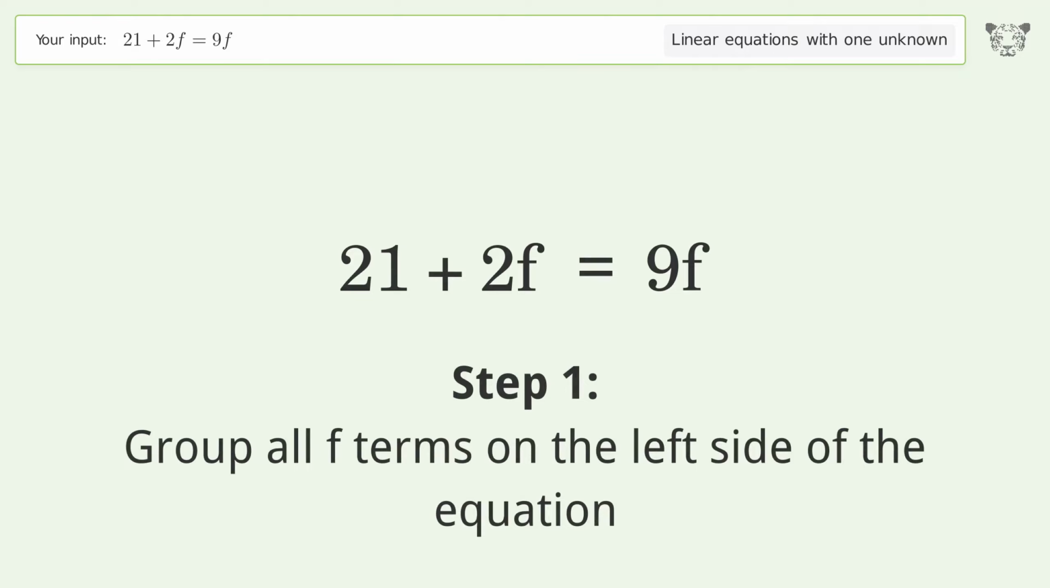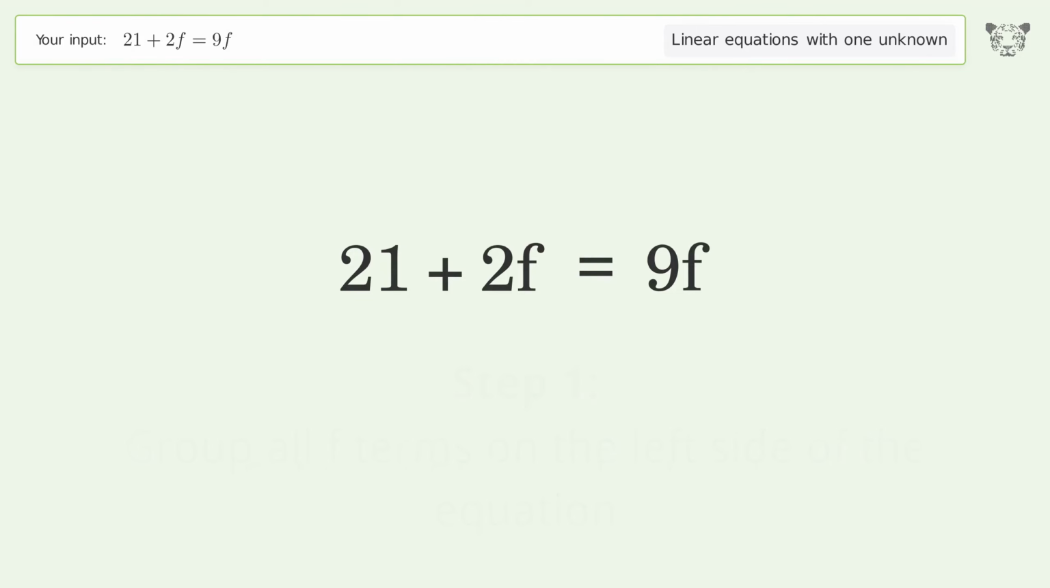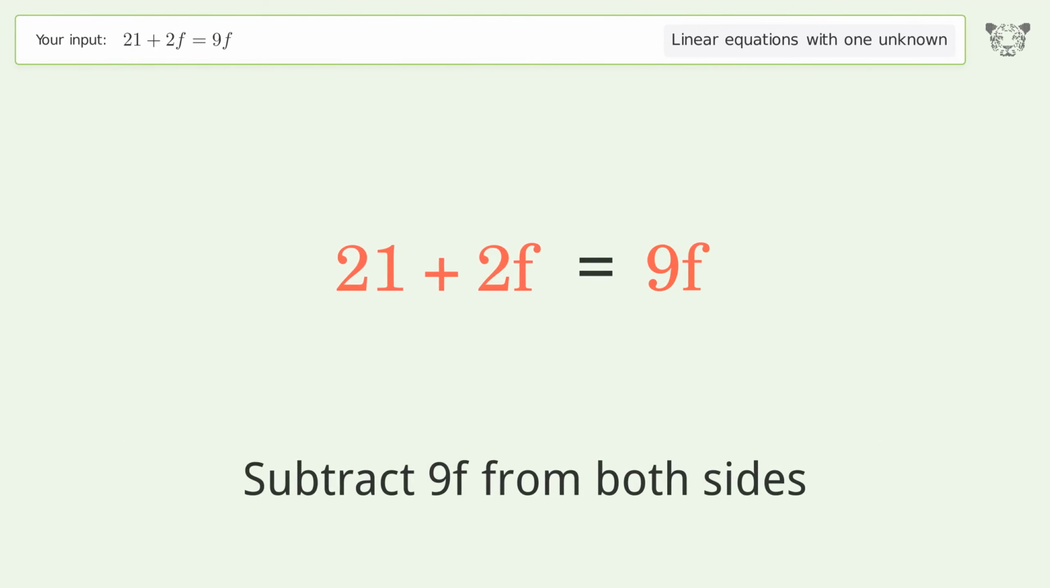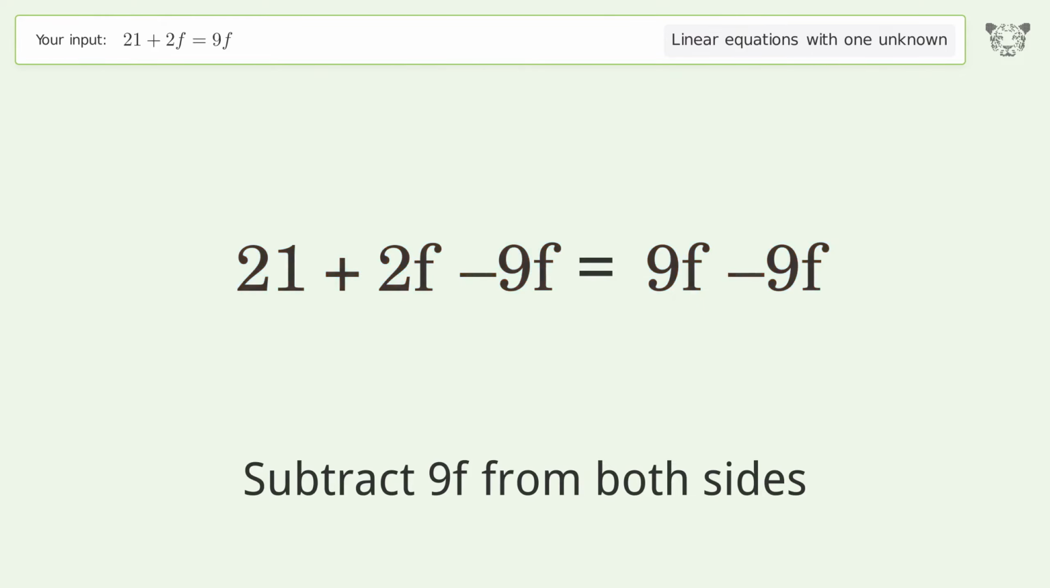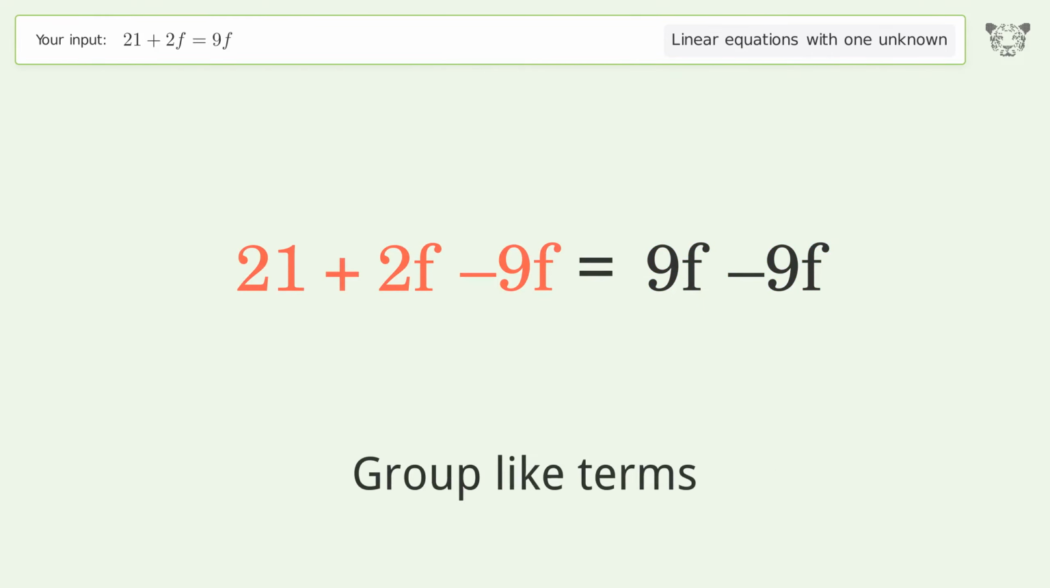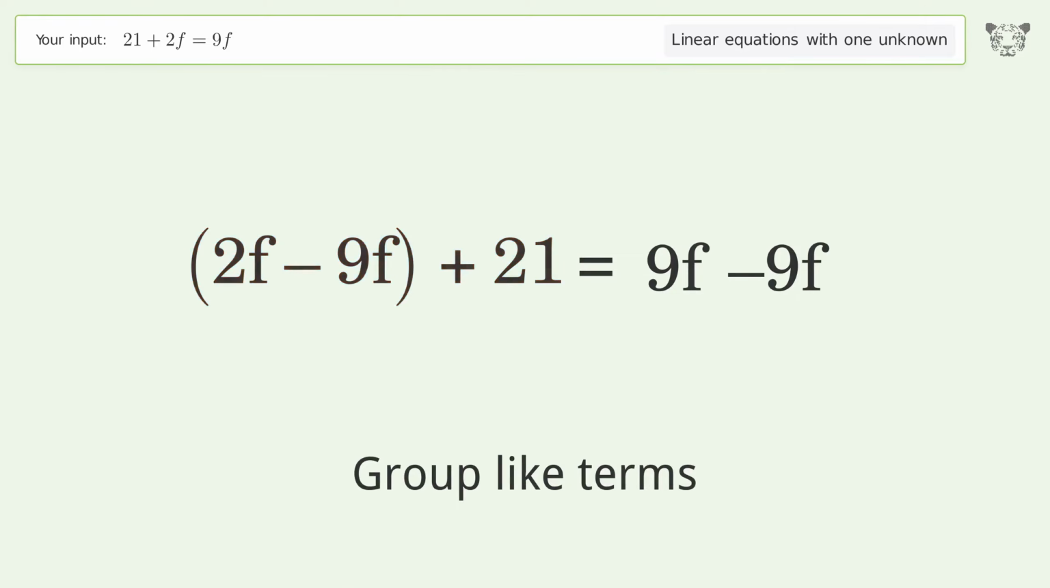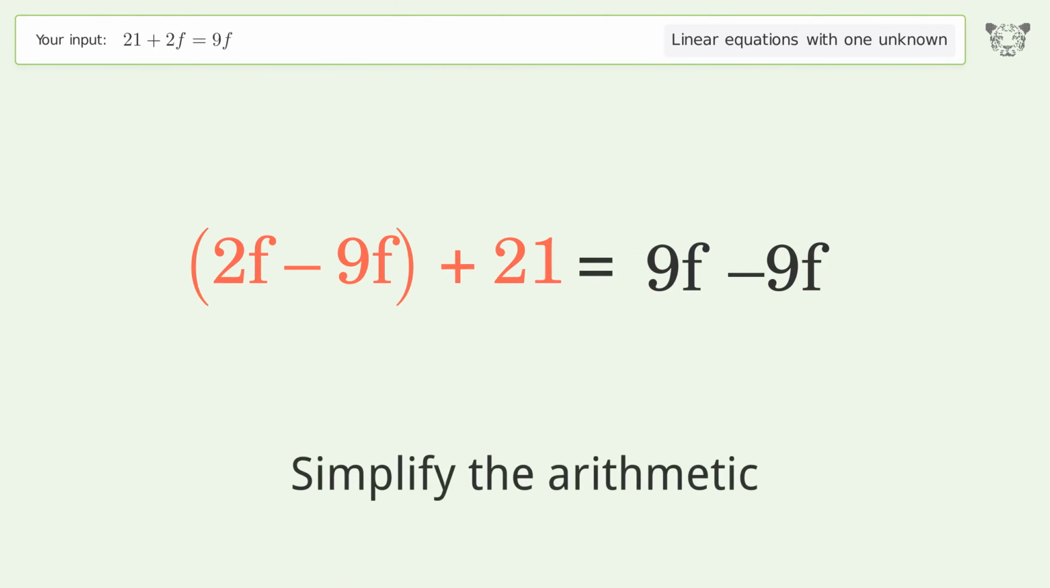Group all f terms on the left side of the equation. Subtract 9f from both sides. Group like terms. Simplify the arithmetic.